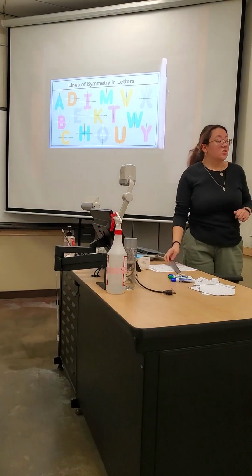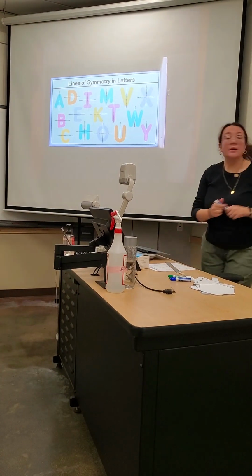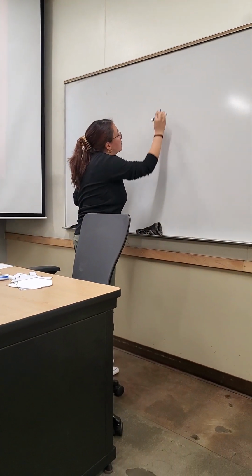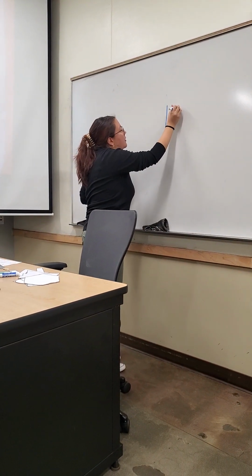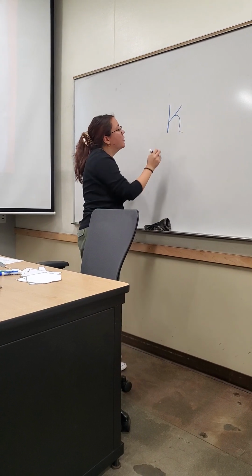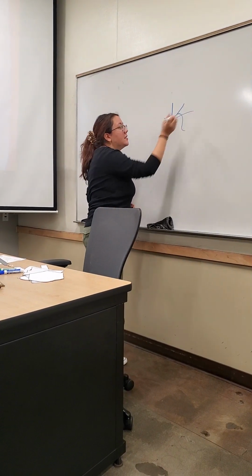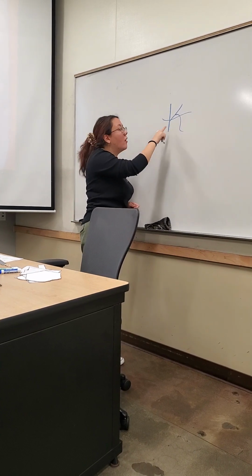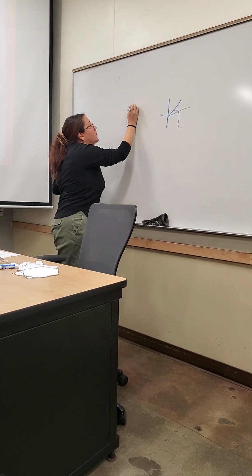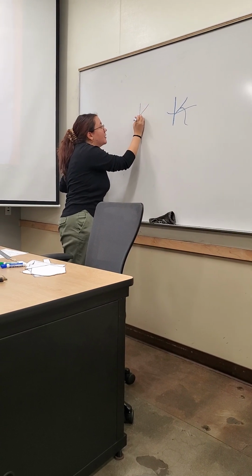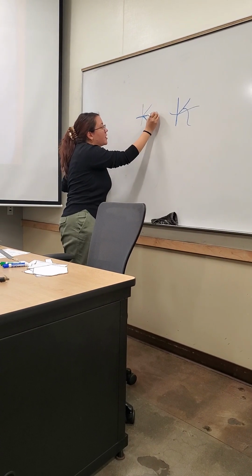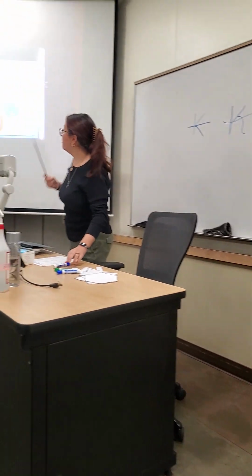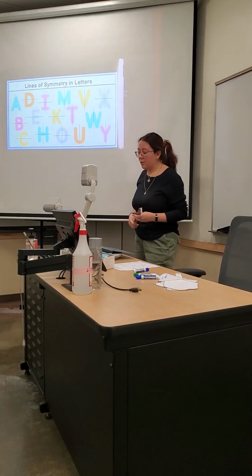This only works with certain fonts though, because some people like to write their K's like this, and you can't really put a line of symmetry like that. There's a little bit of a gap here, it's a little overlapping. So if we write the K like this, there can be a line of symmetry. So it's just really looking at what you're using and seeing if it will be symmetrical.